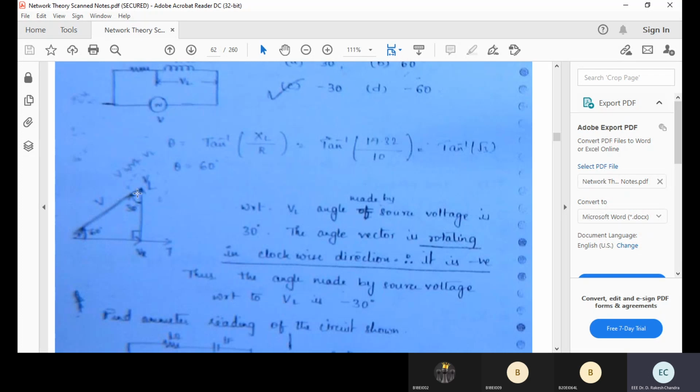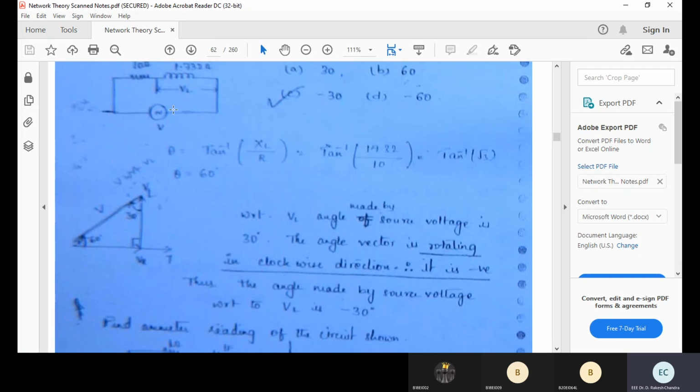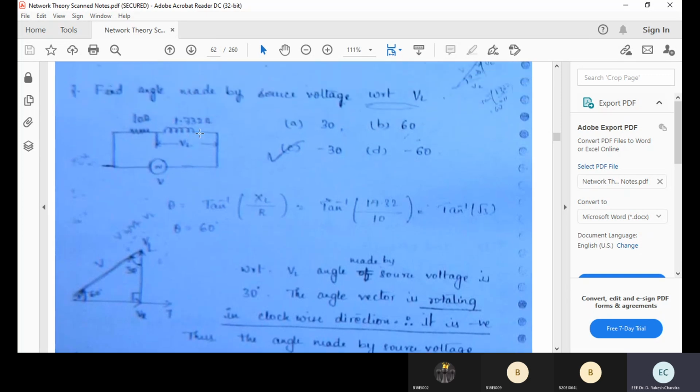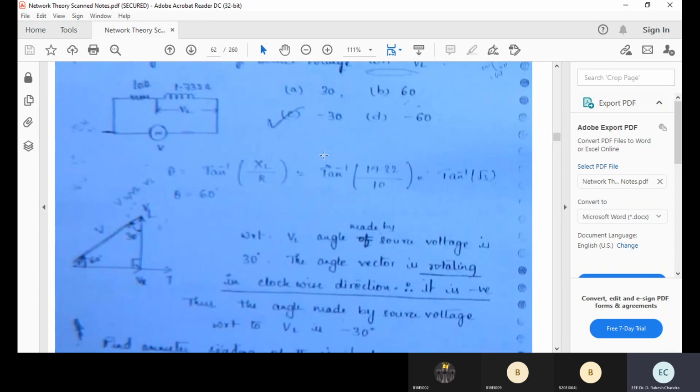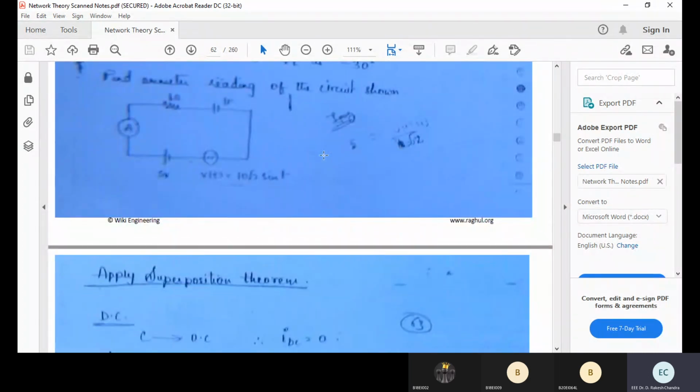If you draw the phasor diagram, then you will observe this is the impedance angle. Your impedance angle is 60 degrees. What is your impedance angle? Your impedance angle theta is equal to tan inverse of XL by R. With respect to VL, the angle made is 30 degrees, but it is in the anti-clockwise direction. So it is minus 30 degrees.